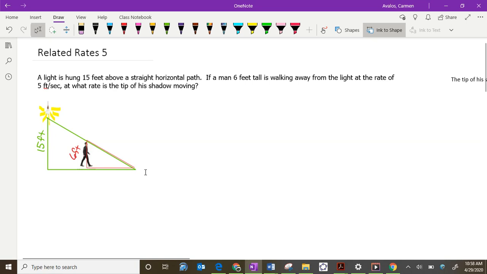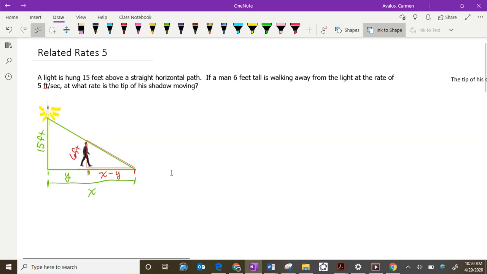So the whole entire distance of the green triangle, I am going to call X. Then I need to break apart the distance that he's walking away, and I am going to call that Y. If the whole thing is X and this part is Y, then the distance from here to here is going to be X minus Y.